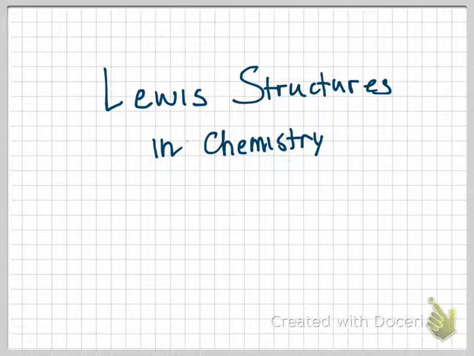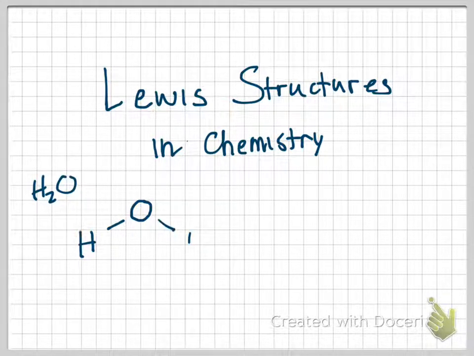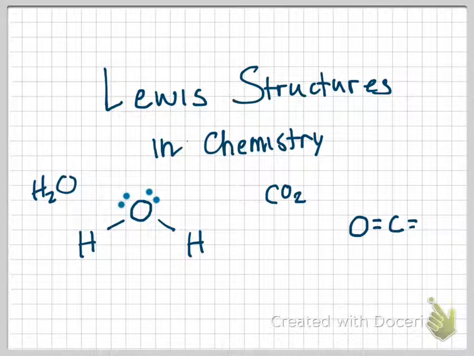So, for example, if we're looking at water, we have the formula H2O, and it is connected with the oxygen in the middle, two hydrogens on the external, and then 4 lone electrons. And then another example would be carbon dioxide, which has a structure with the oxygens now on the outside and the carbon atom in the middle.